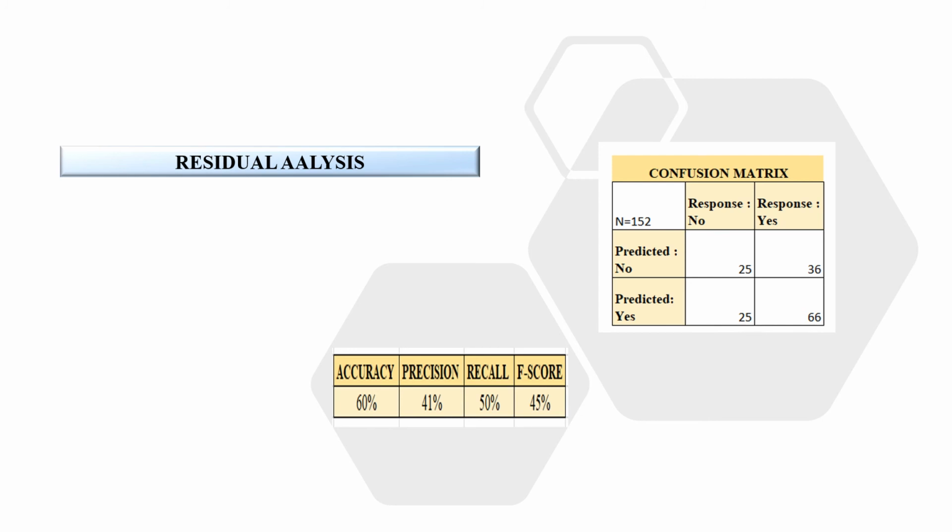A confusion matrix has been created for predicting the test dataset. We used our model to predict 152 observations. There are 25 true negative and false negative values. There are 36 false positive and 66 true positive values in our predicted data.